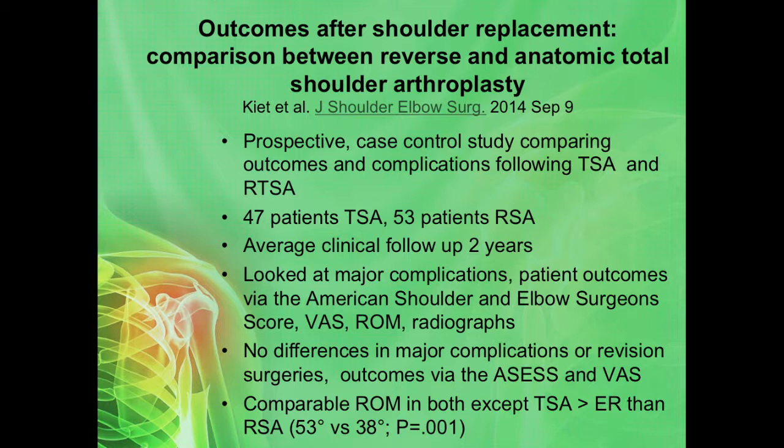This study found that there were no differences in major complications or revision surgeries between these two groups, nor in outcomes looking at the American Shoulder and Elbow Surgeon score as well as the visual analog score. There was comparable range of motion in both groups, except that patients who underwent a total shoulder had greater external rotation than patients who underwent the reverse shoulder arthroplasty. Here you can see that the mean external rotation in those who had a total was 53 degrees, whereas the mean for the reverse was 38 degrees, and that was significantly different.